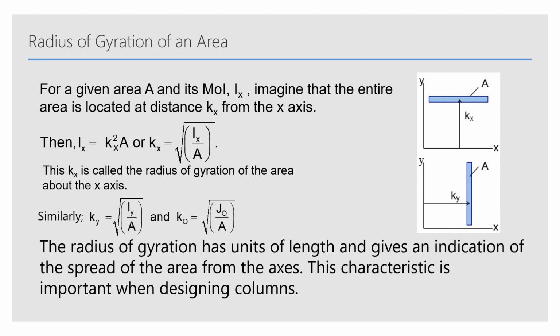This is a similar thing for y or for the origin O. The radius of gyration has units of length and gives an indication of the spread of the area from axes. This characteristic is important when designing columns.